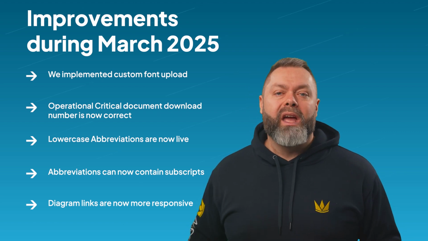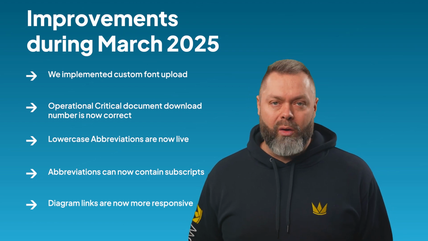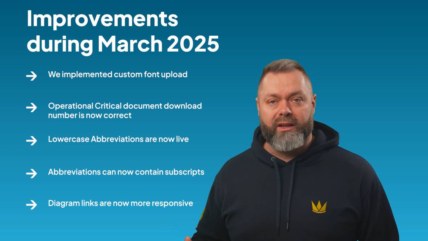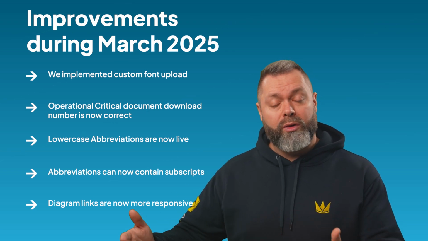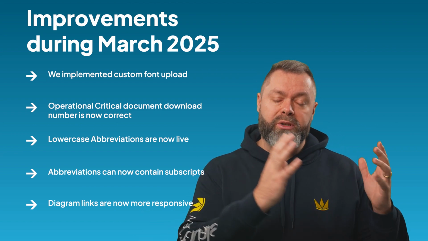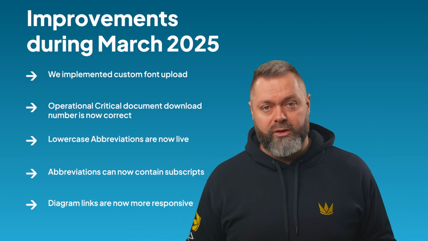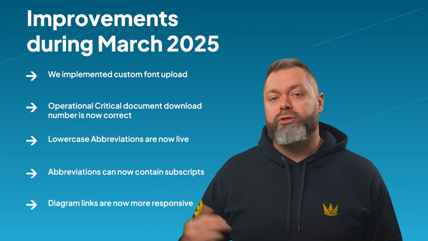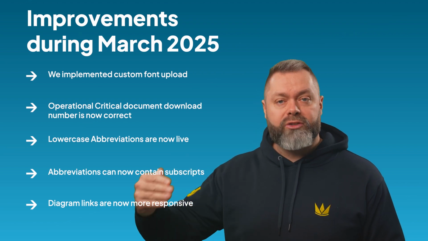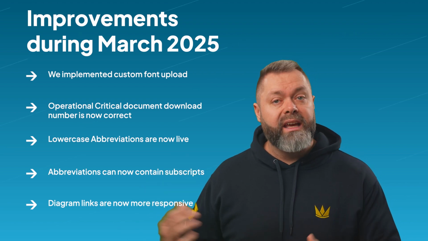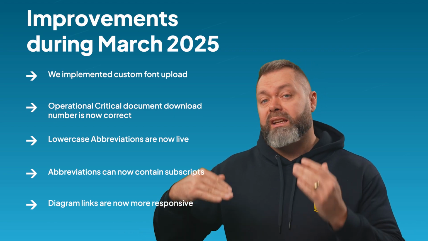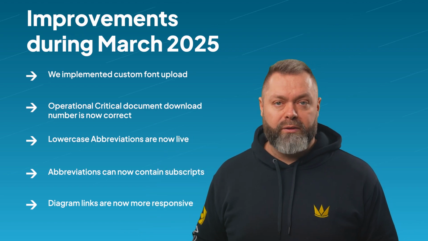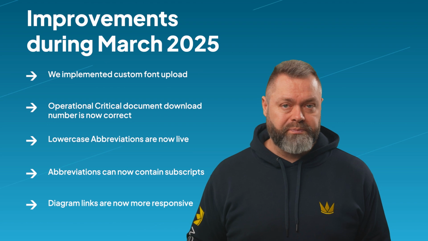The next one, we have changed the way our operational critical documents are calculated. It means that we can now ensure that if all the documents are downloaded, it will actually be shown correctly in the device manager. Previously, we would also calculate the external documents, which means it's just a link. Links cannot be downloaded and they won't work in offline mode. Hence, the numbering would be a little bit off, but that is now completely fixed.